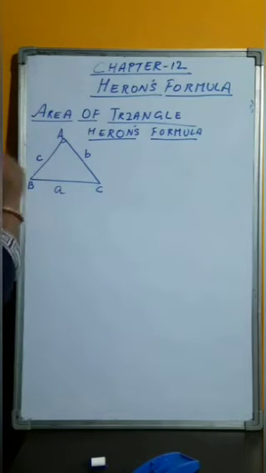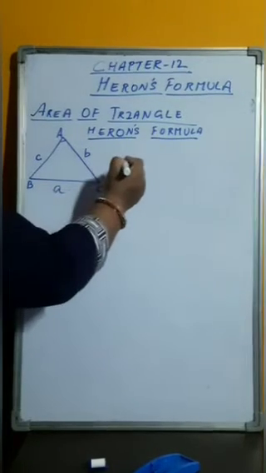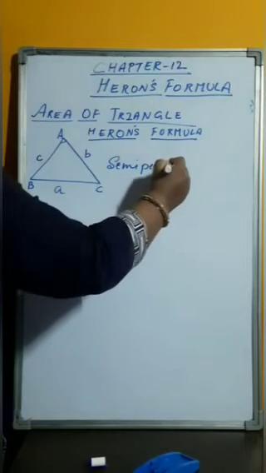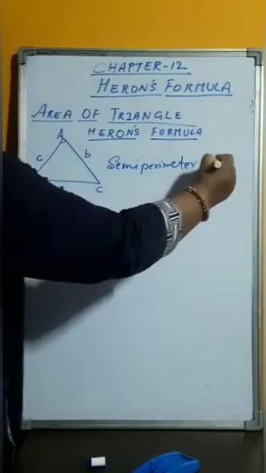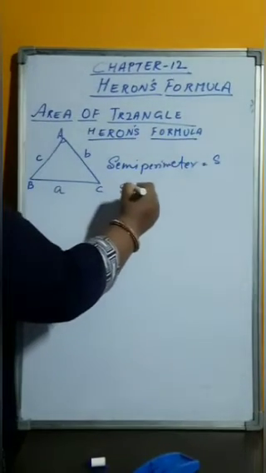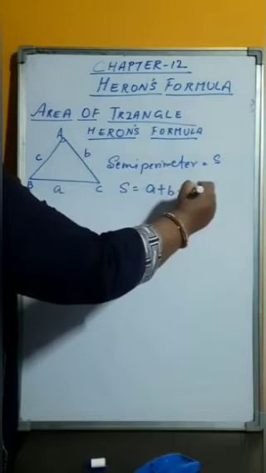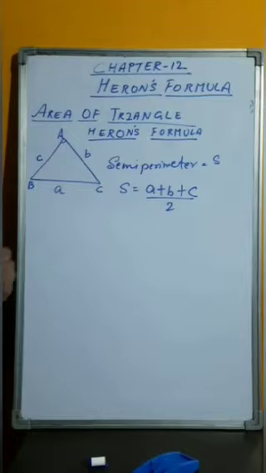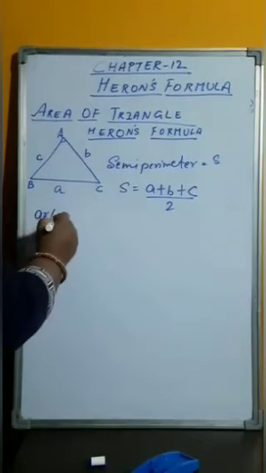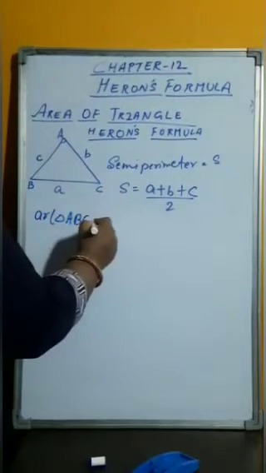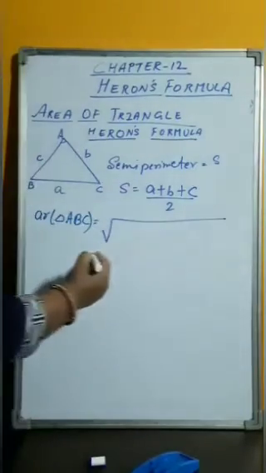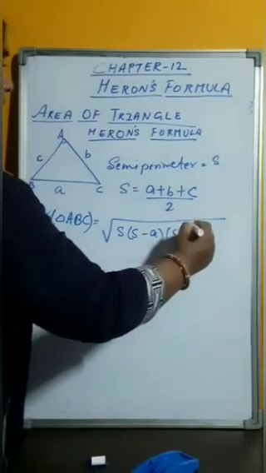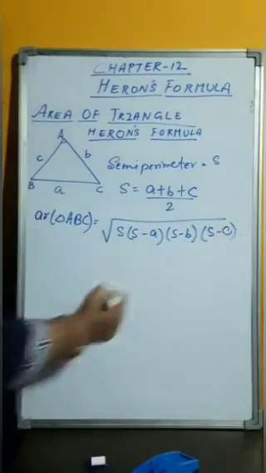For calculating its area by Heron's formula, first we will calculate the semi-perimeter, which is represented by S. And S is equal to (a + b + c) by 2. And the area of triangle ABC will be calculated by the formula under root S(S - a)(S - b)(S - c).